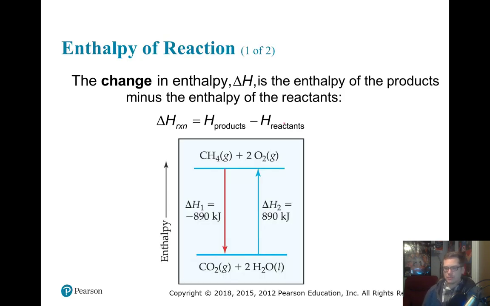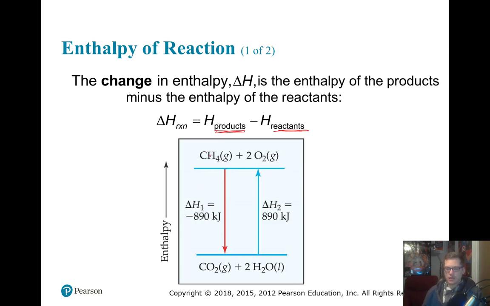Change in enthalpy. We can calculate change in enthalpy by just taking the enthalpy of all the products minus the enthalpy of all the reactants. Products minus reactants. You'll see this pop up all the time in thermodynamics: the sum of the products minus the sum of the reactants. When we did bond enthalpy a couple units ago, essentially we just did products minus reactants.